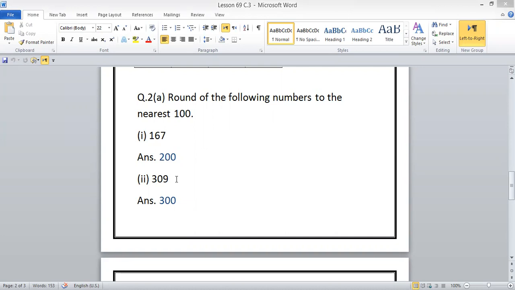You have completed question number 1. Write question number 2. 167, guys. 1 is the hundreds digit. The number before it, 6, is bigger than 5. Change the hundreds number. 1 after 1 is 2. So the answer is 200, not 100, right?